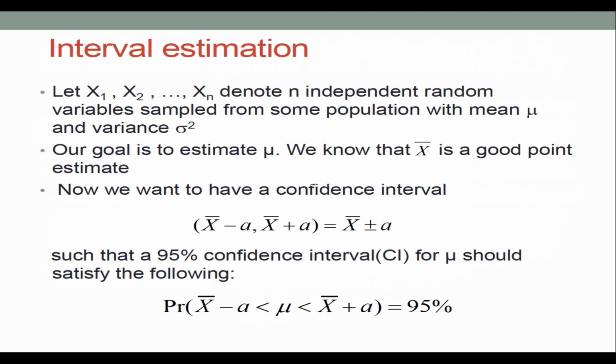When I talk about a 95% confidence interval, it's about repeating this sampling procedure a very large number of times, say 10,000 times. Each time you use the same technique to create this 95% interval, and among those many times, about 95% of them cover the true population mean. This is the meaning of the 95% confidence interval. So how do we get it?